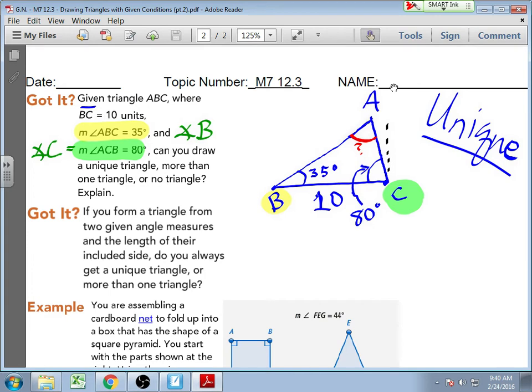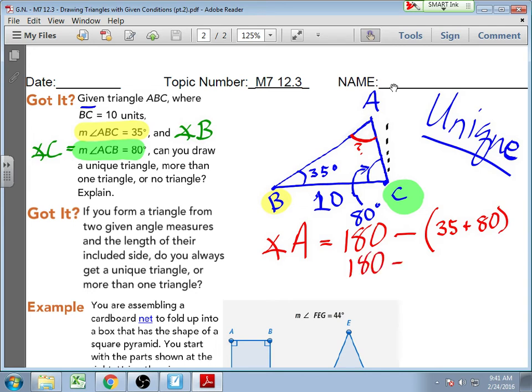Write it wherever you have space, but angle A will be 180 degrees minus the other two angles. So we do 35 plus 80. That really becomes 180 minus 115. So angle A must be, you said 65? Yeah. When I measured it, it was slightly off. So that's why we have to be careful measuring. When we draw it, our measurements will get slightly off. That's why we want to solve it algebraically if we can. And we find out that's 65 degrees.